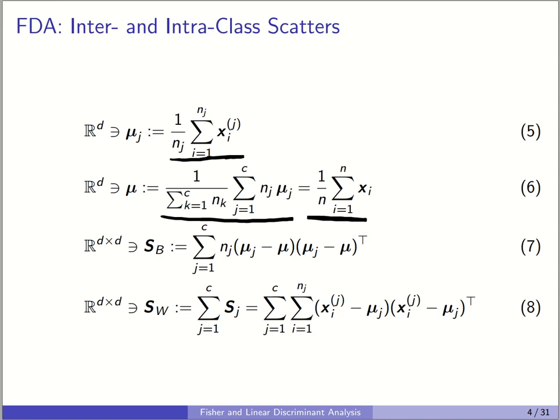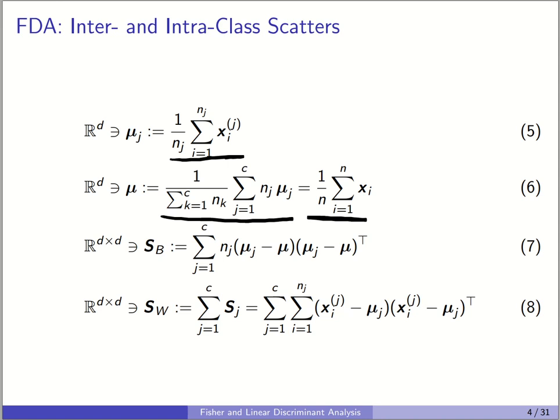SB is the between scatter, and SW is the within scatter. Between scatter, also called inter-class scatter, is the scatter or variance between classes. SW is the within scatter, which is the scatter or variance within classes. So SB is the variance between classes.